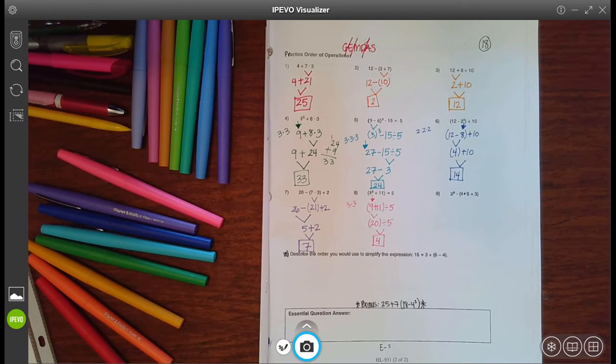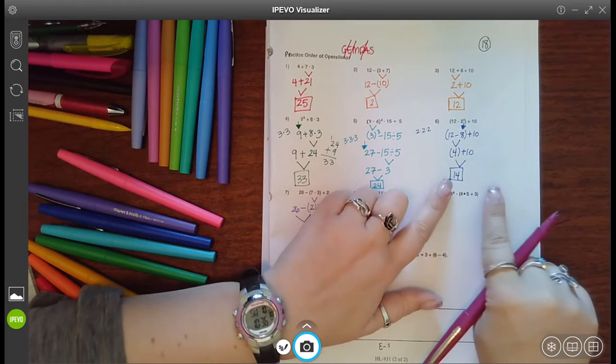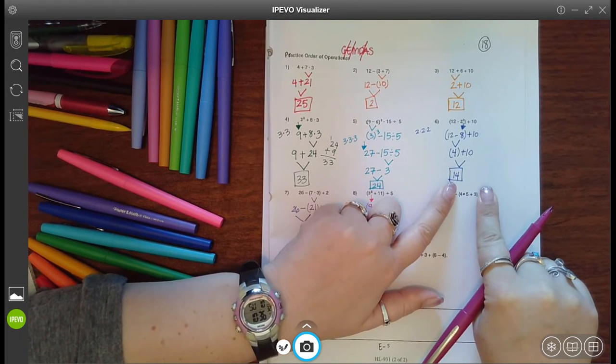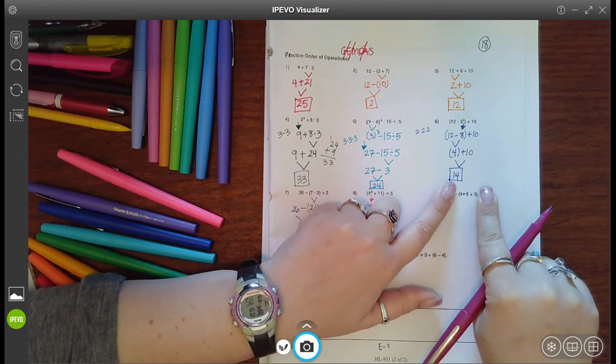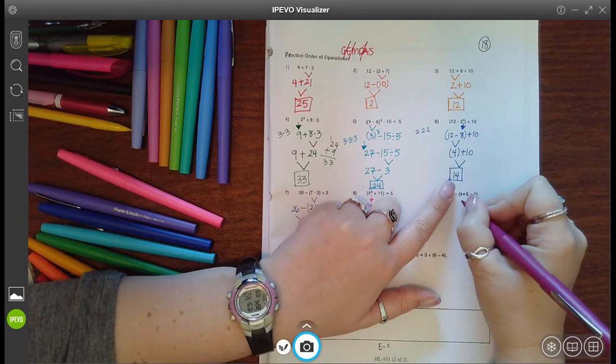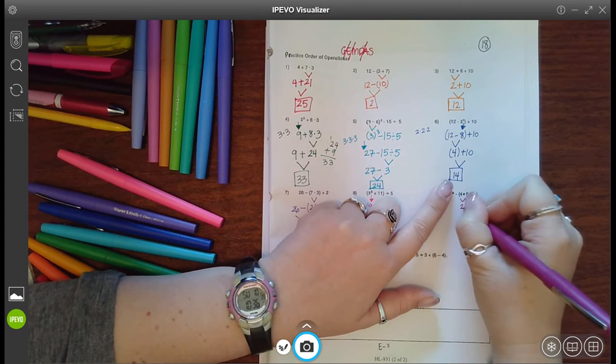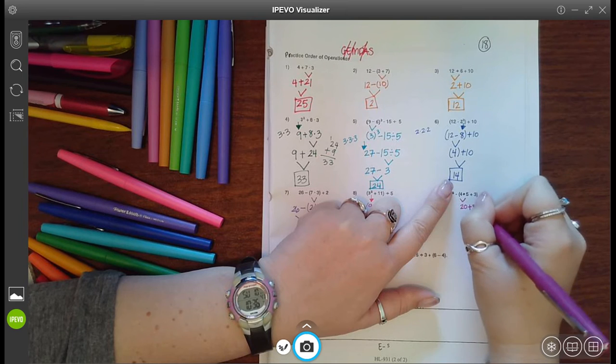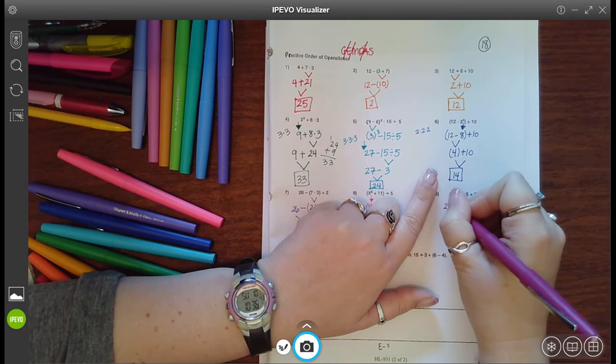Save the best one for last. Look at this, man. Okay, so within the parentheses, what should we do first? We should multiply before we add. So this 4 times 5 is 20. Bring down the plus 3, minus 2 to the 5th.